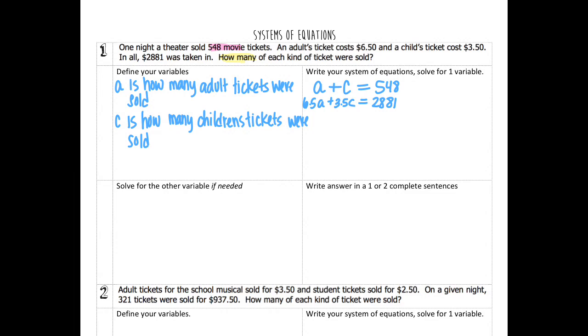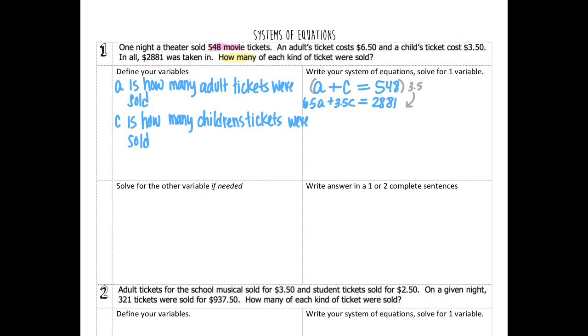$2,881. Okay, again, this is a system that's set up to use elimination. Right now, the smallest thing I can multiply by would be to get rid of the children's tickets because that's only 3.5. So if we look at the top here, that's what I'm going to do. I'm going to multiply this top expression by 3.5. I'm going to rewrite it down at the bottom.